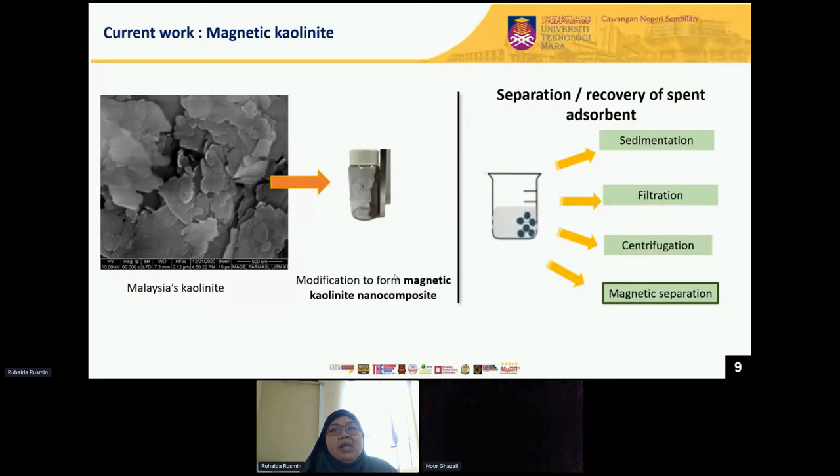So basically the methods being used are sedimentation, filtration, and also centrifugation, in which the methods have some disadvantages. For example, sedimentation, as we know, takes quite a long time, similarly with filtration. And centrifugation, although it can be achieved in quite a short time, we also need to think in terms of the energy consumption, the human handling, and the practicality when we want to bring this idea to the industries. So in order to address this issue, we try to incorporate magnetic iron oxide so that our spent adsorbent can be recovered through magnetic separation.